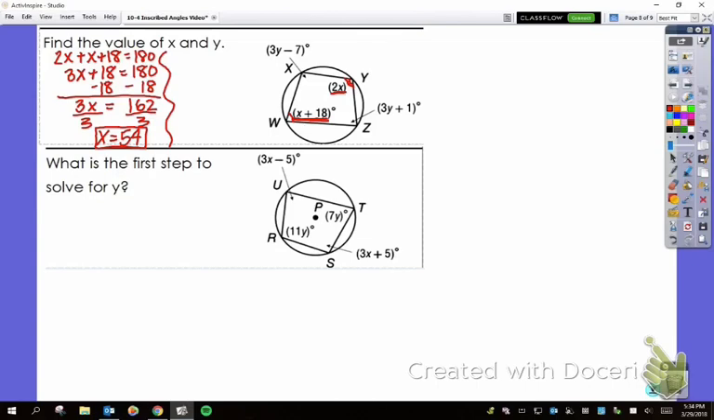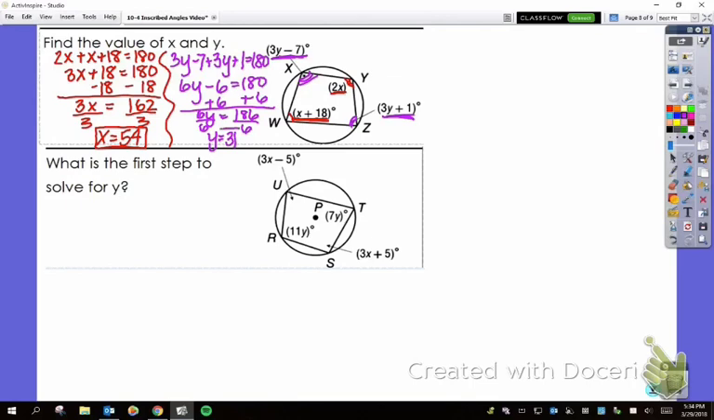So similarly, we have our y's, which is 3y minus 7 and 3y plus 1. And we know that this angle z and this angle x also have to add to equal 180. So we're going to say 3y minus 7 plus 3y plus 1 equals 180. We're going to combine like terms, so we get 6y minus 6 equals 180. And add 6, we're going to get 6y equals 186. And you divide by 6, you end up with y equals 31.